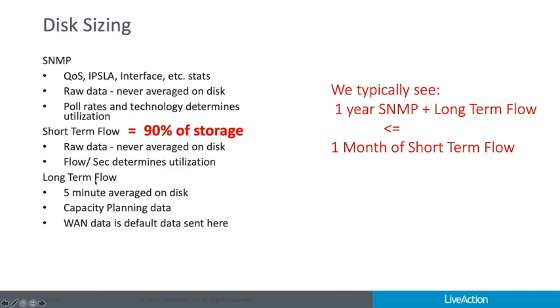The long-term store is a store that we use for capacity planning, and within the long-term store we average the data. So the data is basically averaged by 5 minutes, and this is used for capacity planning and just monitoring the behavior of the network.